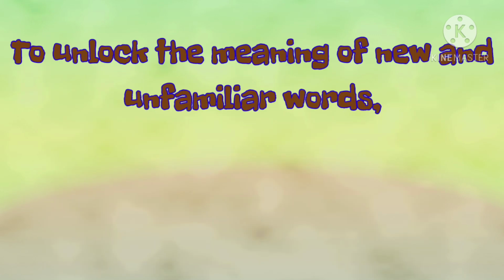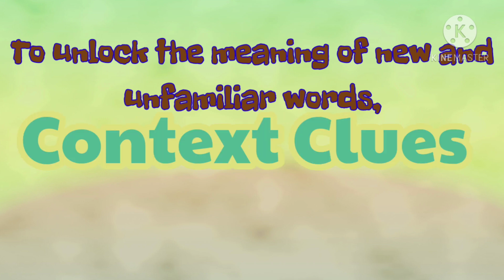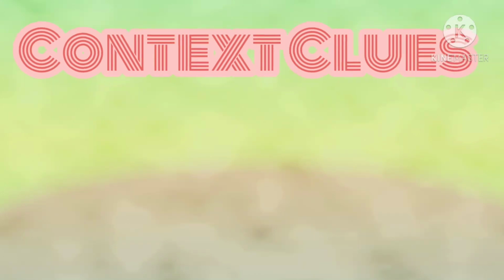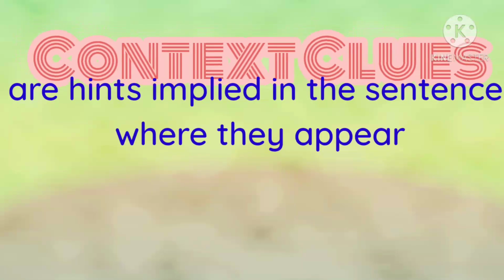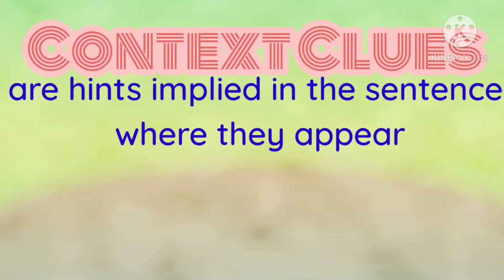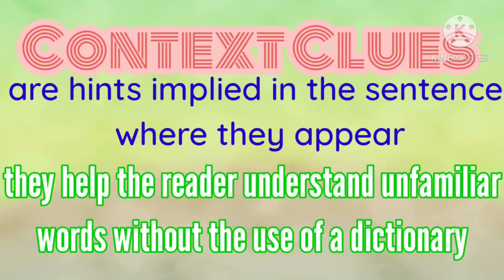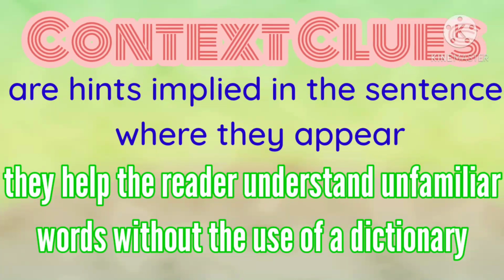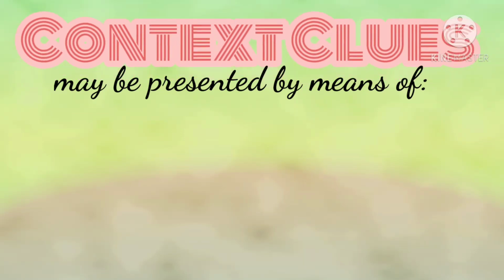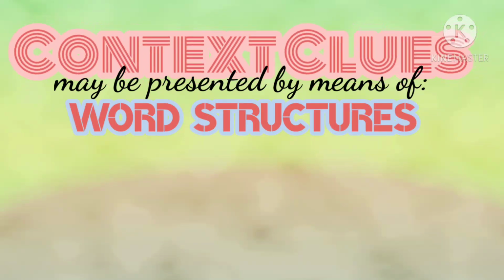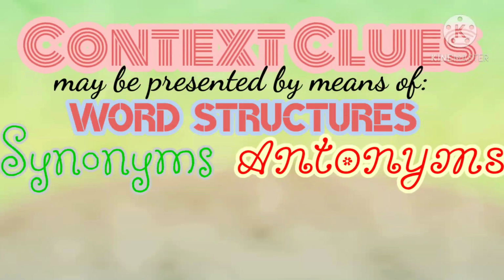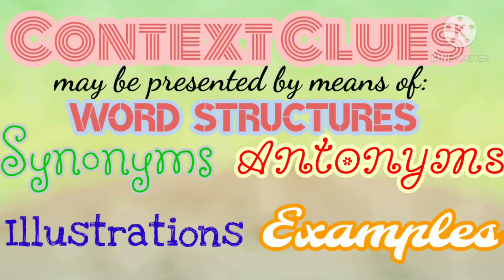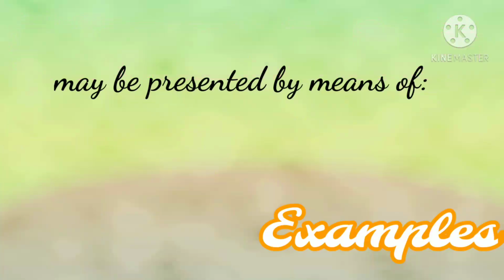To unlock the meaning of the new and unfamiliar words, context clues may be used. Context clues are hints implied in the sentence where they appear. They help the reader understand unfamiliar words without the use of a dictionary. Context clues may be presented by means of word structures, synonyms, antonyms, illustrations, or even examples.